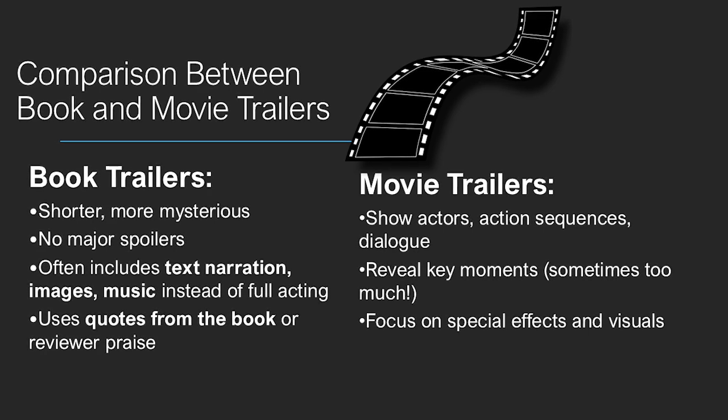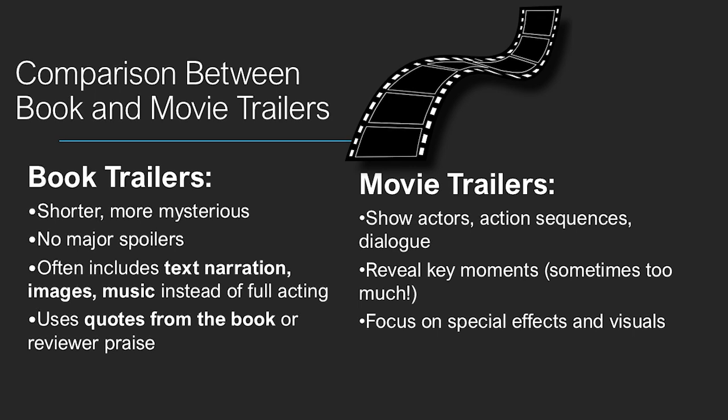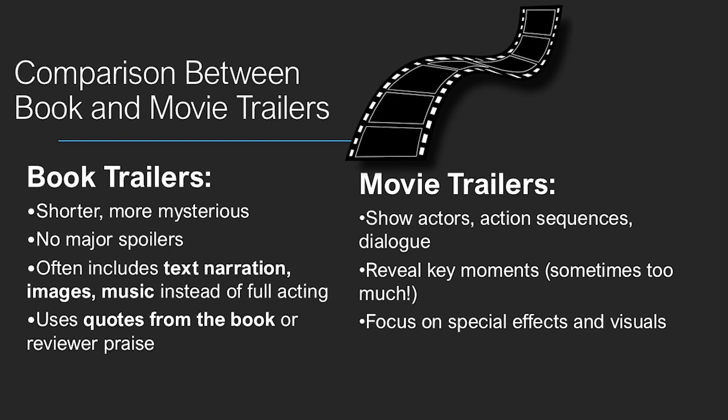And movie trailers tend to show actors, action sequences, and dialogue, so almost full scenes sometimes, and a lot of the plot mostly. They also tend to reveal key moments. Sometimes people say a little bit too much of the plot is revealed in a movie trailer, and they're usually about 2 or 3 minutes at least, so that's a good chunk of time to tell a lot of the story. There's also a lot of focus on special effects and visuals because there's a lot of competition for different movies that are out, and they're all out to make money, so you want to be very eye-catching, very attention-grabbing, so that the audience wants to see your movie over everything.